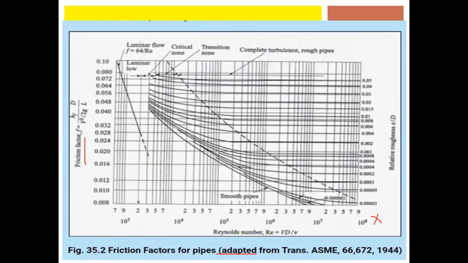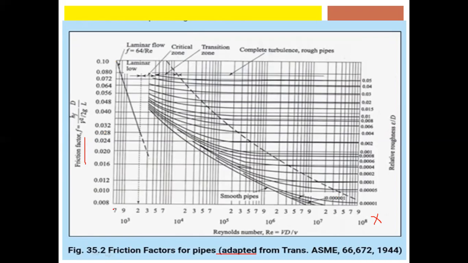draw the Moody chart diagram. Explain briefly the Moody chart diagram. Just draw a chart like this. Draw a rectangle, a box. On the x-axis, make it the Reynolds number. On the y-axis, make it the friction factor formula.